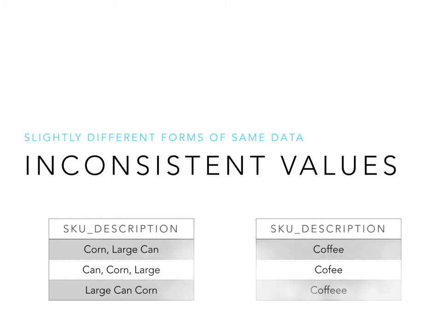Another example would be just people misspell stuff. So in this case, if we want to have a cleaner database, we would probably want to clean this up and replace them all with one standard version so that we can actually count and see how many times coffee is used and have a real number when we do our data mining or our analysis.